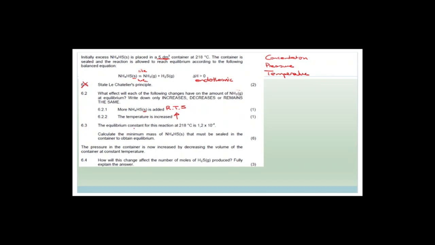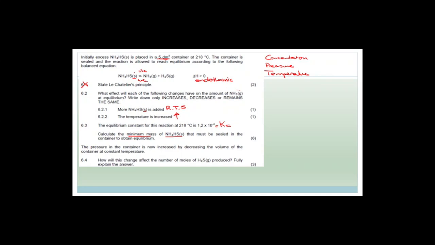Now it says the equilibrium constant, Kc, is equal to 1.2 times 10 to the minus 4. It says calculate the minimum mass of ammonium hydrogen sulfide that must be sealed into the container to obtain an equilibrium. Okay, now we did a very similar question to this previously. So now we're going to work through it nice and slowly.